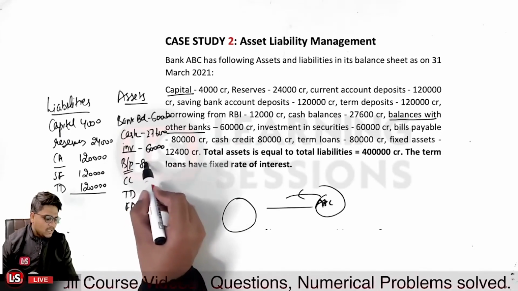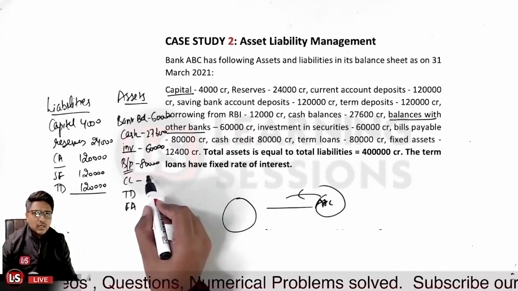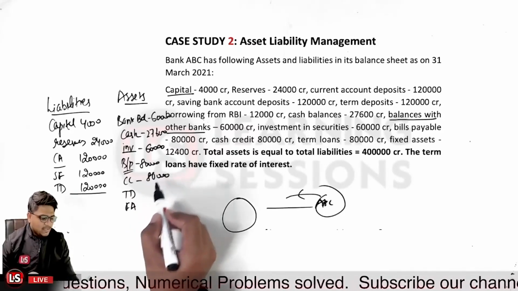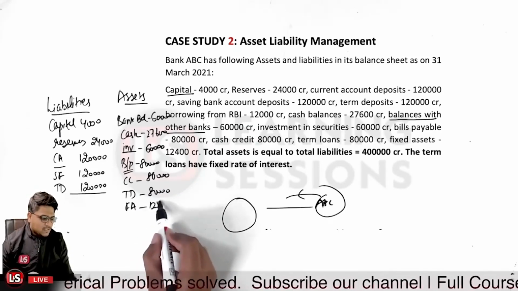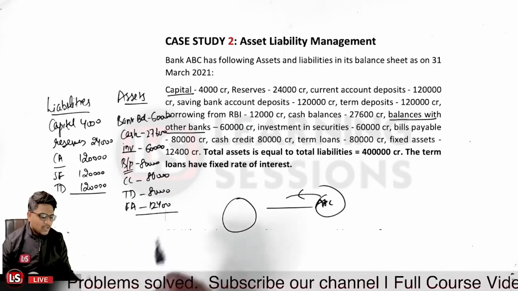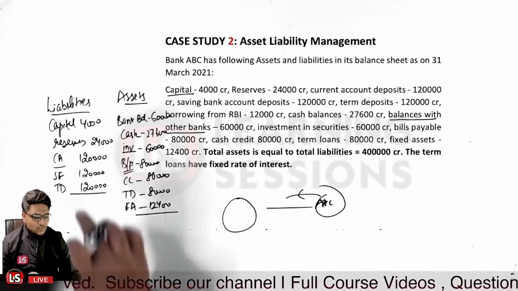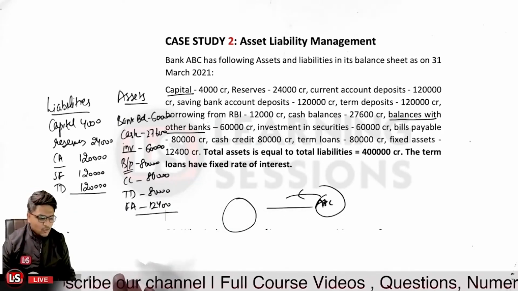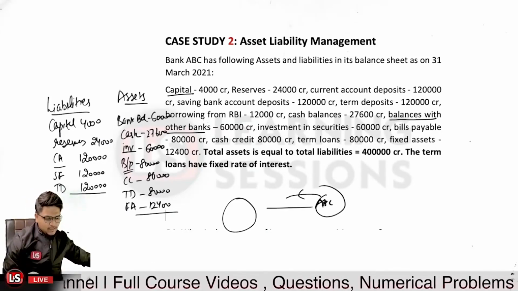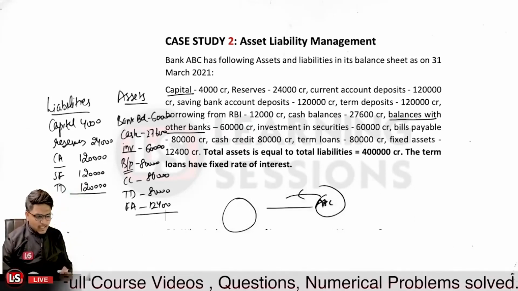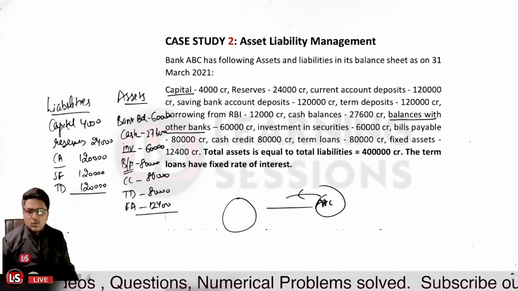Bills payable is 80,000 crores. And further, the CC component is related to 80,000 again. And then the term deposit, it is 80,000 again. And further fixed assets, it is 12,400. Okay, so we now have to take a total of both these sides. So 4,000 plus 24,000 will be equal to 28,000, and further we need to calculate the total over here.